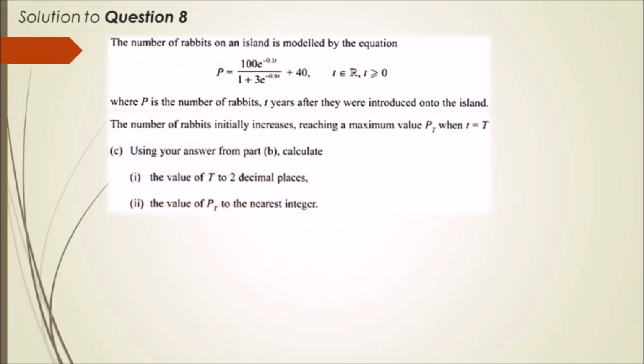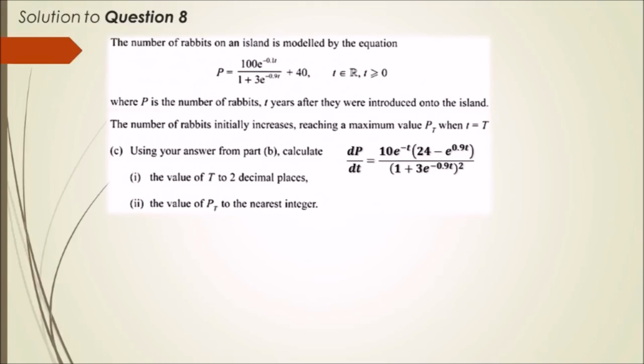Alright, what do we have here? It states that the number of rabbits initially increases, reaching a maximum value given by P(T), as we saw earlier in the graph, when small t equals capital T. So capital T is clearly the maximum. So using your answer from part B, calculate the following.